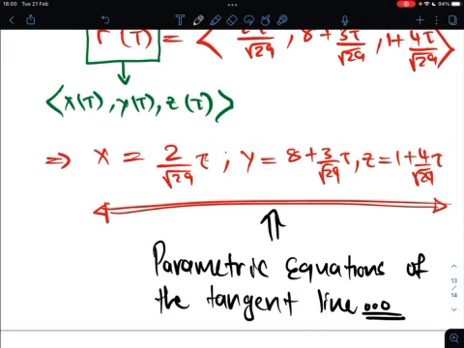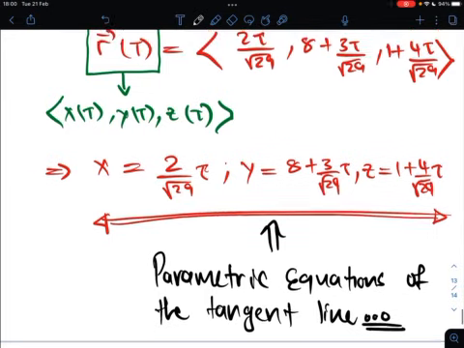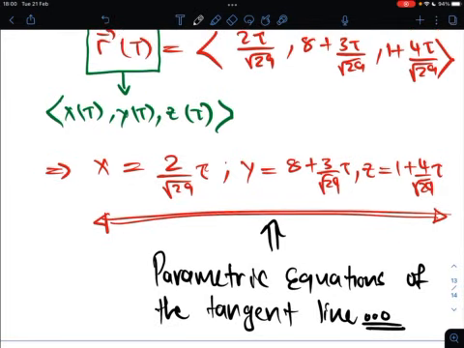So that's it. We're going to pause here today, and then we'll continue with more about the tangent and the parametric space curve in our next lesson.